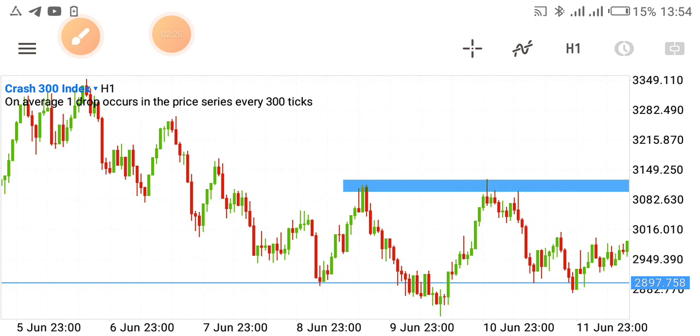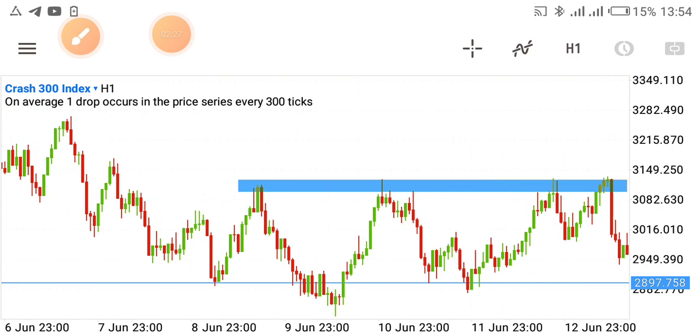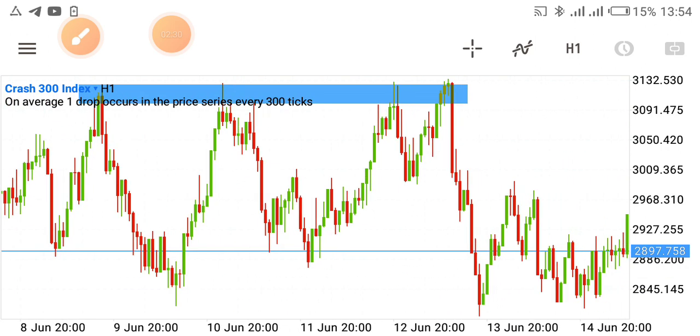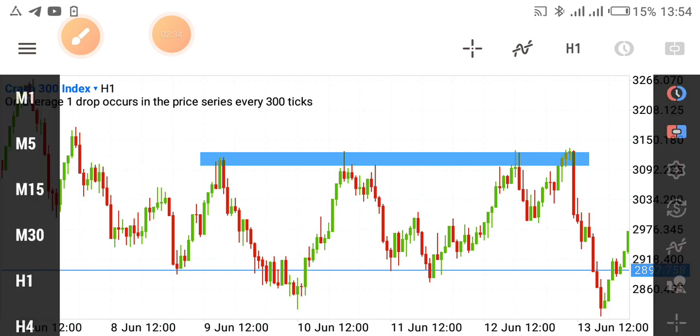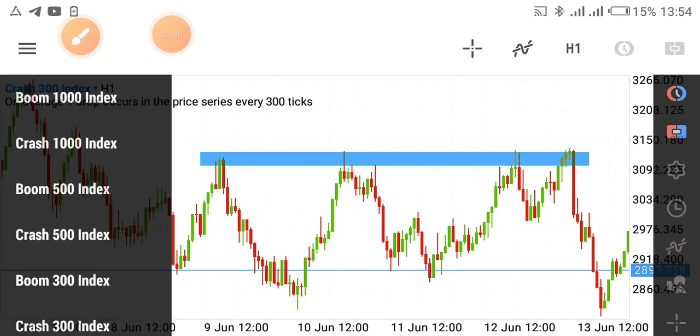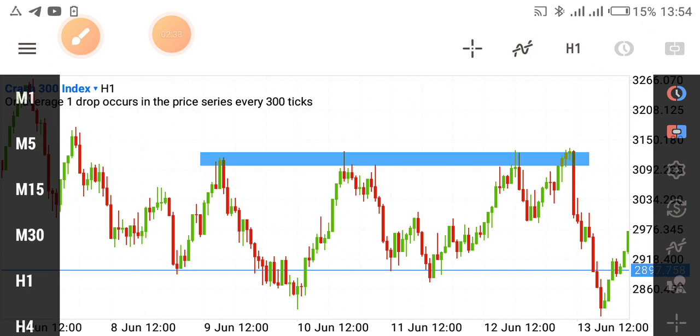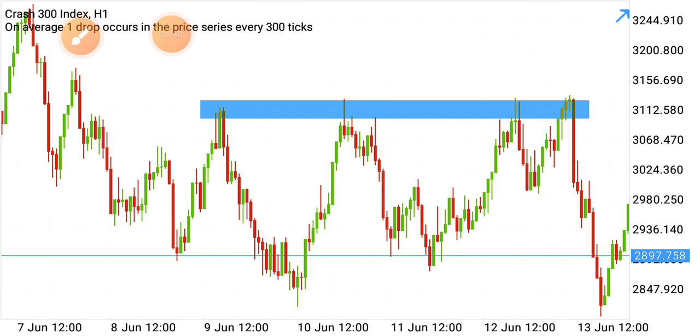All right, so now I want to show you two ways of catching spikes. Now on my screen here, I believe you can see this horizontal bar I drew here. This bar in blue. This bar right here. Now there's a reason I drew this bar. If you can see, you notice the price action within this range.